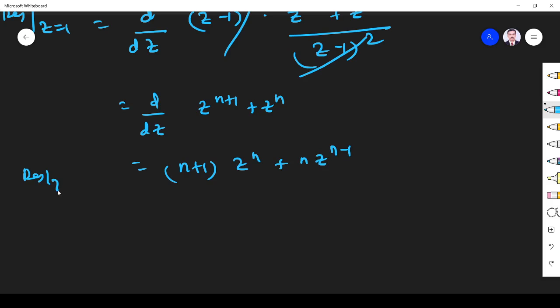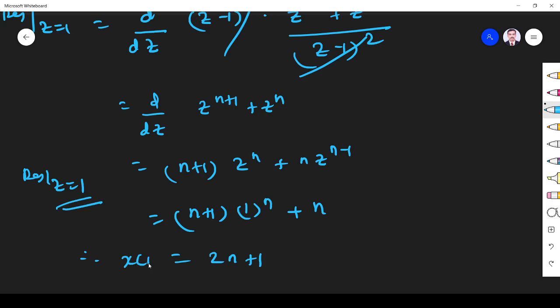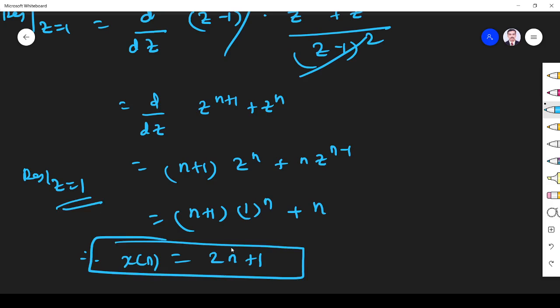Right? Find residue at z is equal to 1. So substitute z is equal to 1. Fine. So it is n plus 1 into 1 power n plus n into 1 power n minus 1, which is 1. So it will be 2n plus 1. Therefore, I have only one residue at z is equal to 1. So x of n, the sum of residues, is x of n is equal to 2n plus 1.